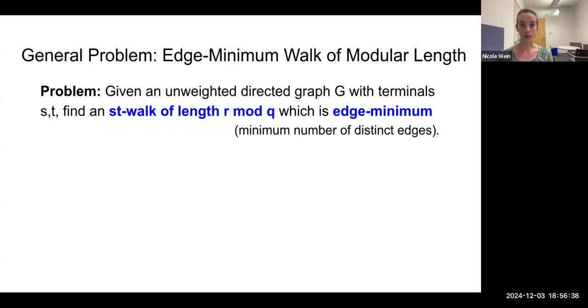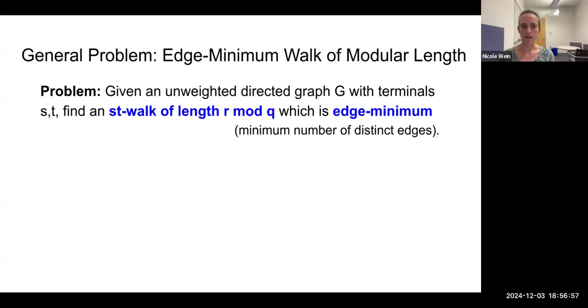So here's the problem. It's the edge minimum walk of modular length problem, and it's given an unweighted directed graph with terminals S and T. Find an ST walk of length R mod Q, which is edge minimum. That is to say, it uses the minimum number of distinct edges.